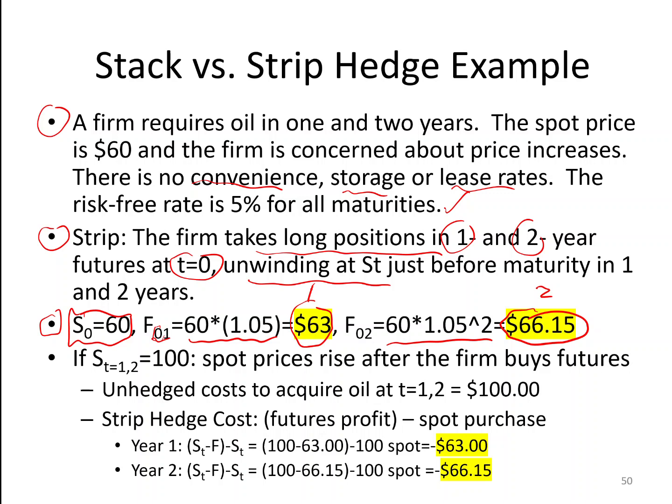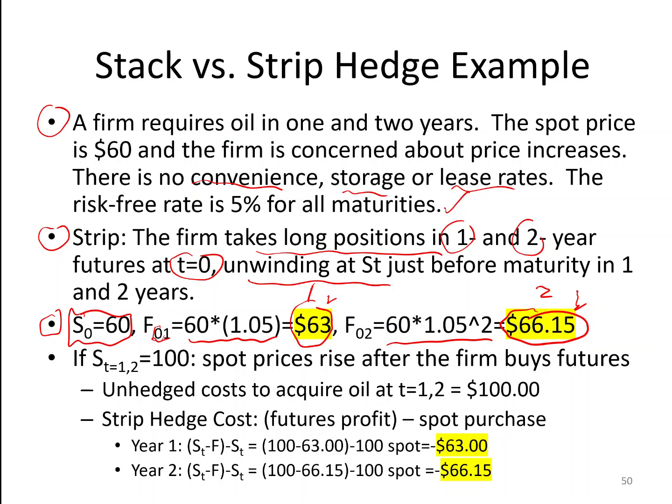All right, so say they enter into the contract, they went long the 1 year at 63, and they went long the 2 year at 66. And what they were trying to protect against is an increase in prices. So let's just talk about a scenario which is bad for them. What if immediately after they put these two hedges on, the prices of oil go to $100 and stay there.